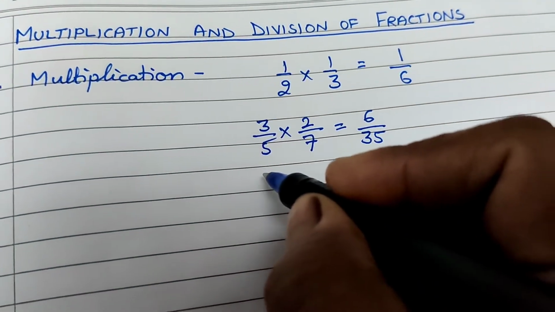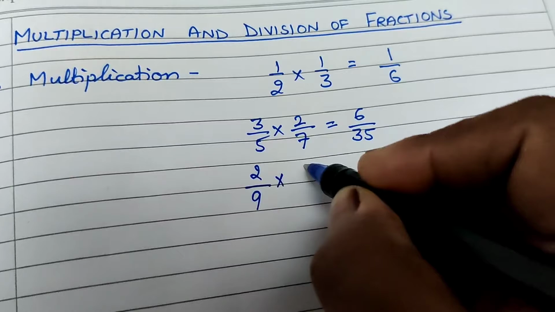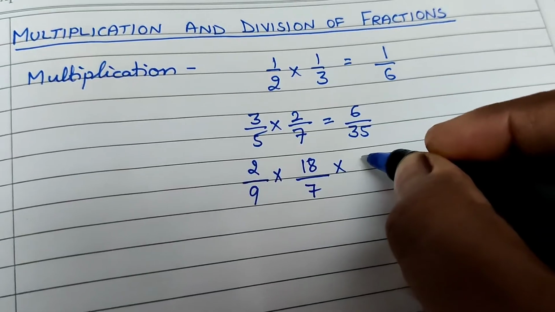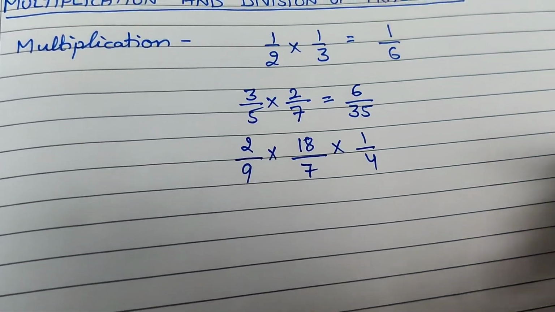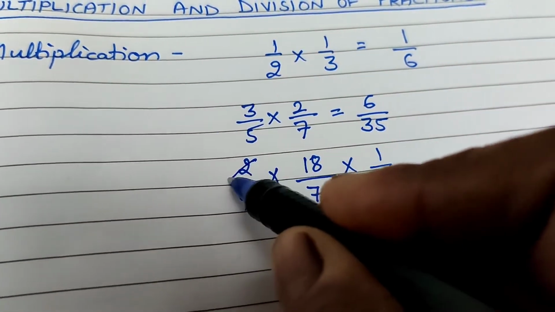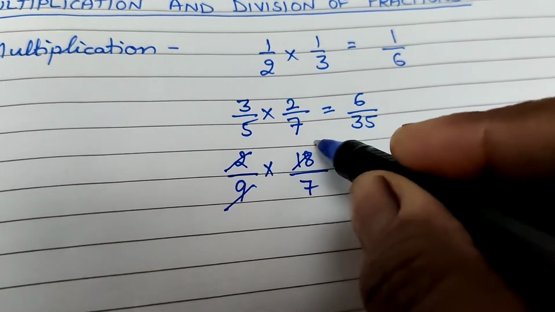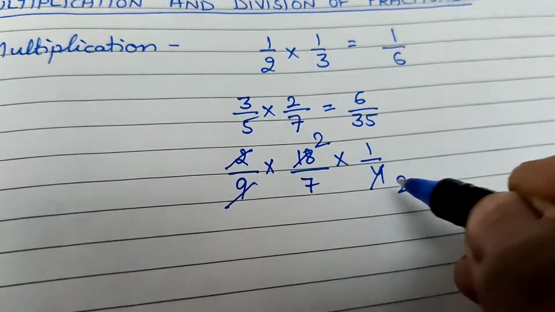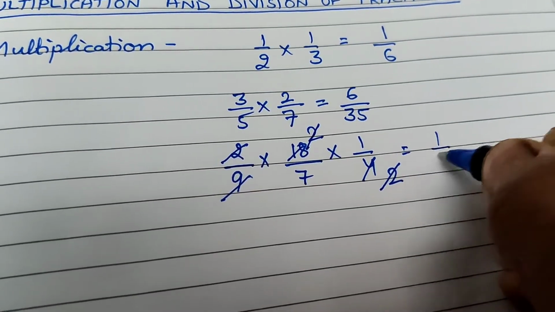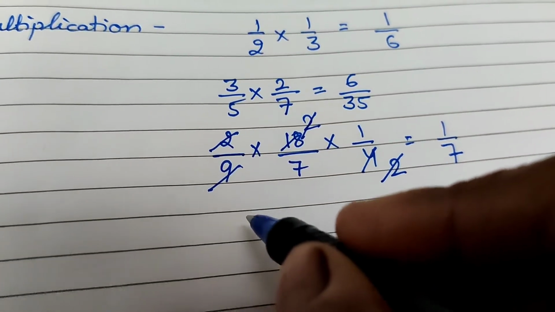Take another example, 2 by 9 into 18 by 7 into 1 by 4. This is the multiplication of three fractions. If we cut the 2 divided by 4, 2 into 2, 4. 9 into 2, 9 to the 18, 2 to the 4. Again 2 and 2 cancel. The answer is 1 by 7. Simply. Okay.